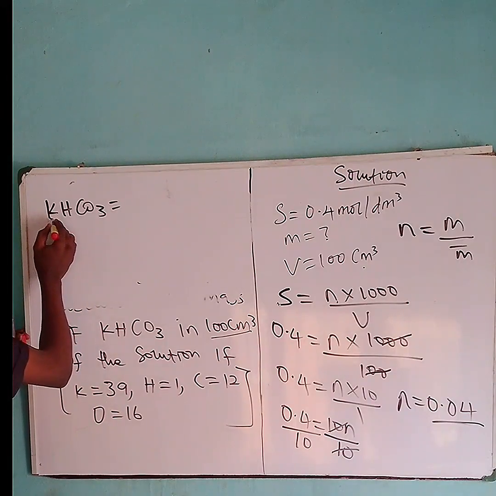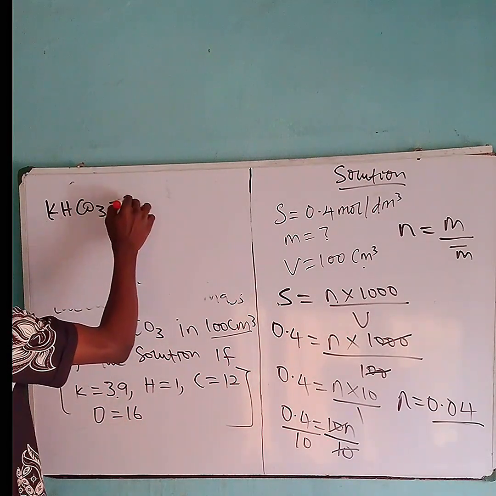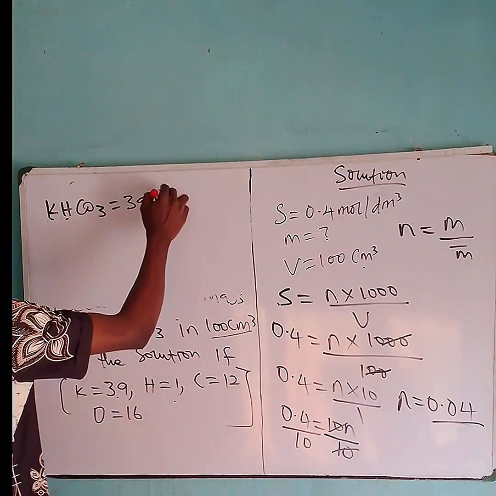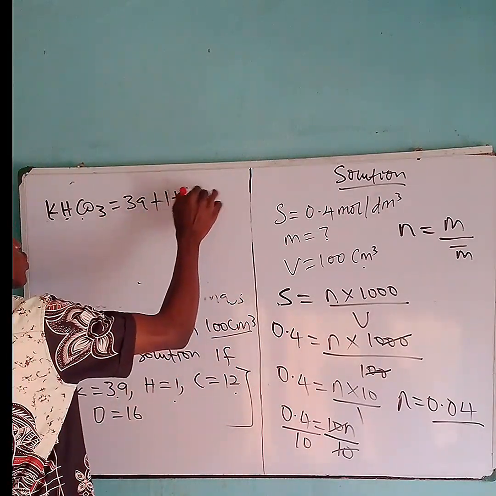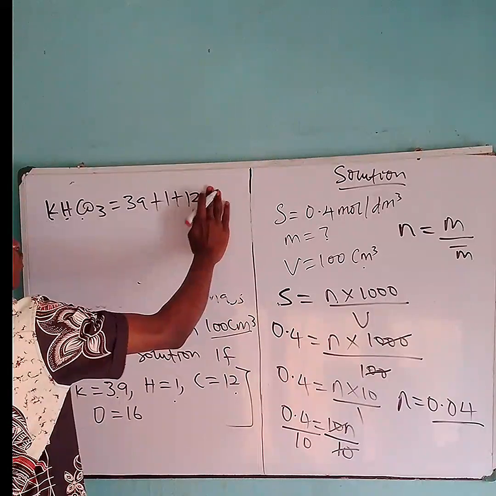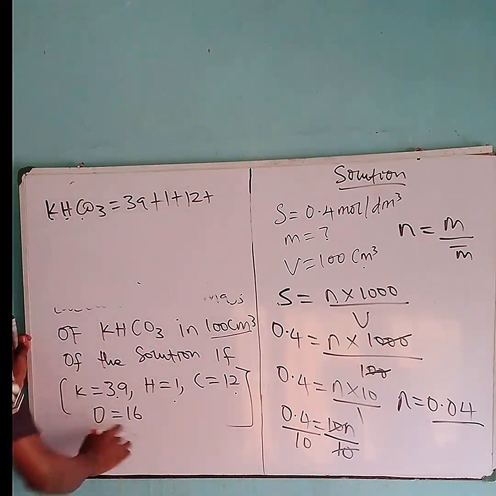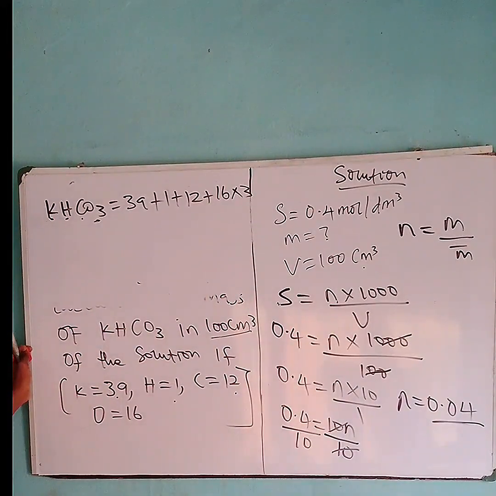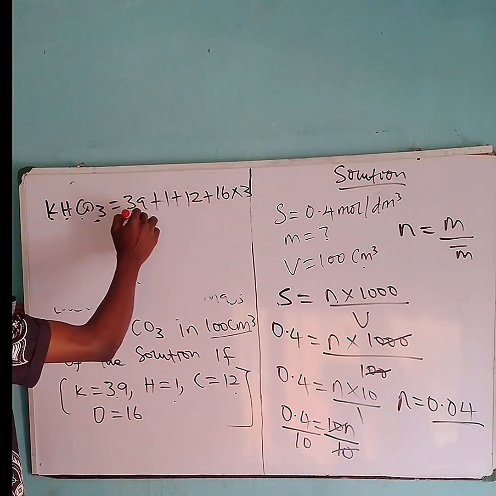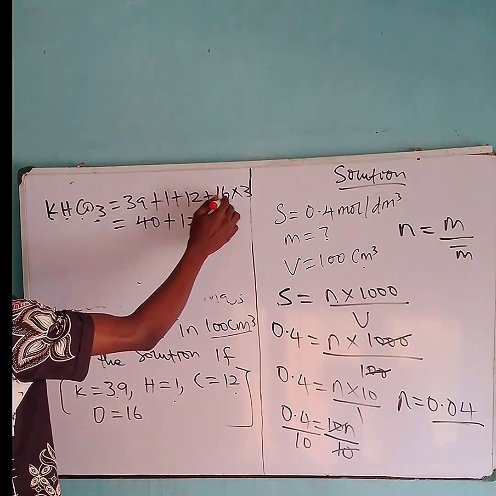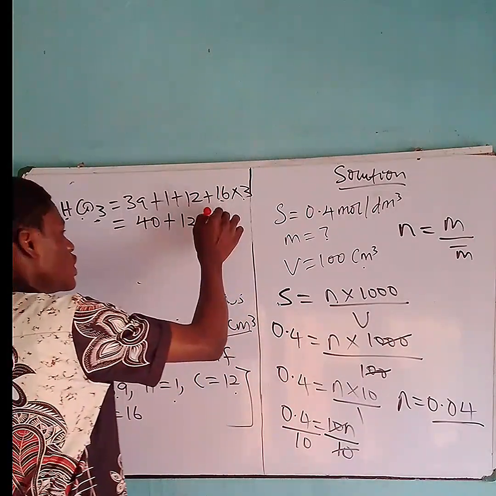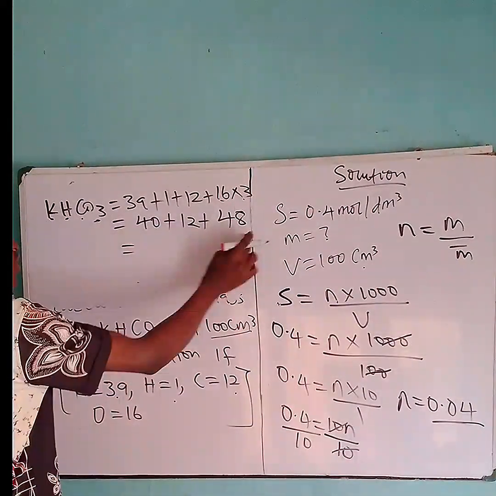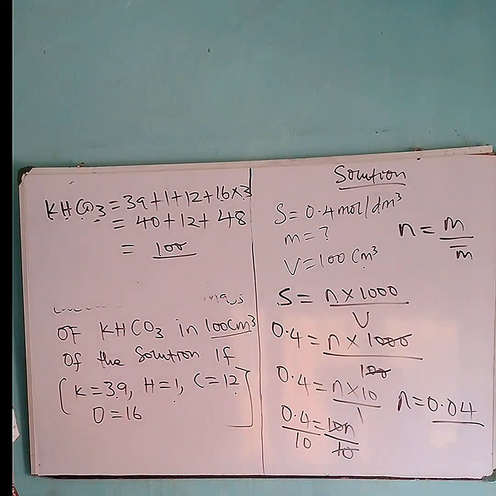So the atomic mass of potassium is 39, plus the atomic mass of hydrogen is 1, plus the atomic mass of carbon is 12, plus the atomic mass of oxygen is 16 times 3. Now this will give me 40 plus 12 plus 16 times 3, which gives 48. And when I add everything, I'll be having 100 as the molar mass. 100 is the molar mass.